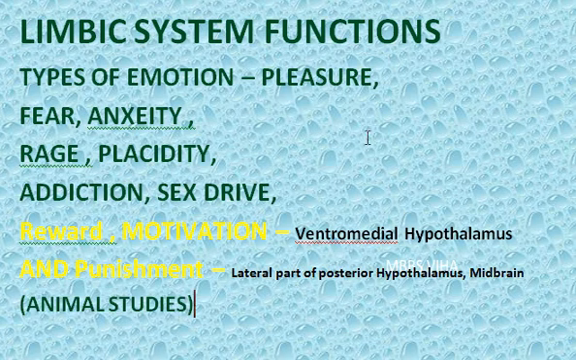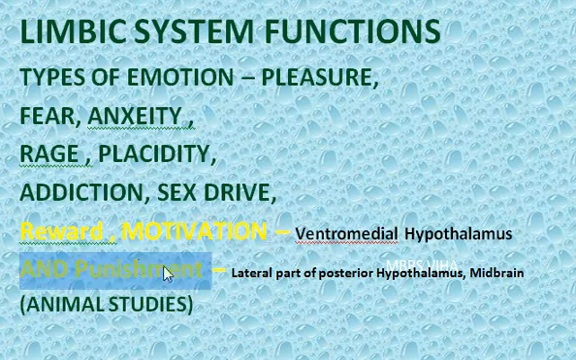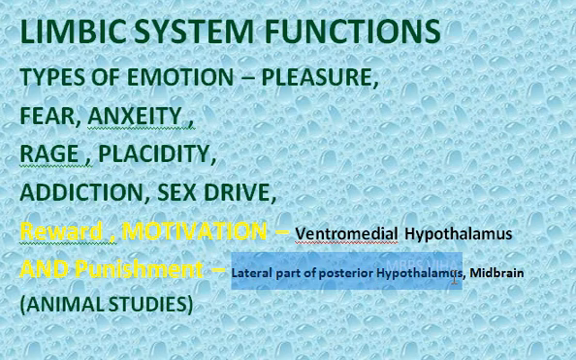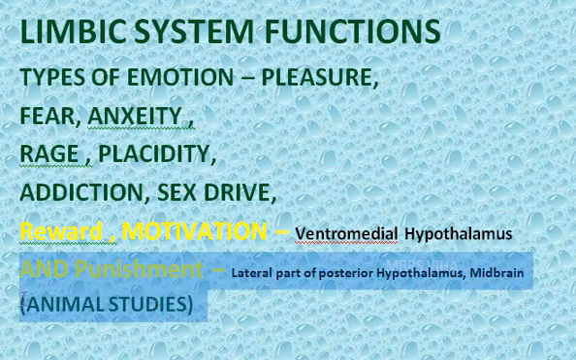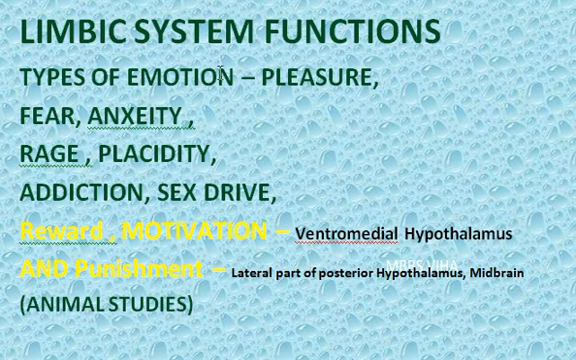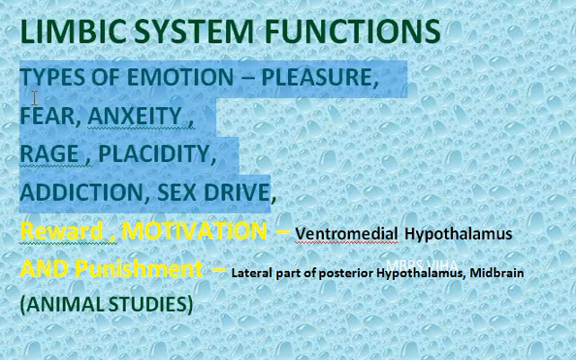Let me tell you again. Reward is by the anterior medial, ventromedial hypothalamus, and punishment is by the lateral part of the posterior hypothalamus. Go through the structure of the hypothalamus and you will get the exact location of these areas. As of now, you can just remember ventromedial is reward and motivation, lateral and posterior is punishment. Fine. You can explain the animal studies, and each of these, based on the marks, if you want to write.